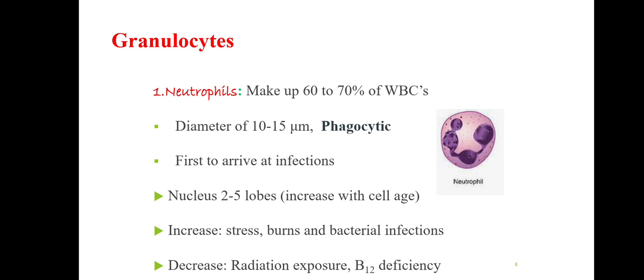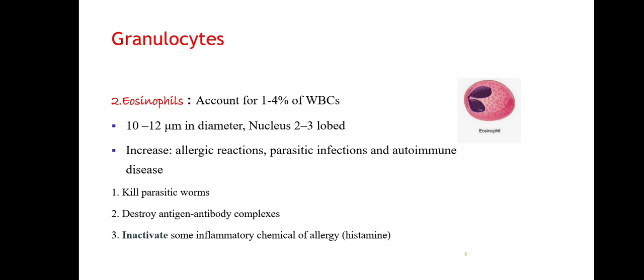When do the neutrophils come to the site of infection? When are they called upon, or what makes them readily available in the body? In case of stress, burns and bacterial infection, the neutrophils are always there. They decrease in case of radiation exposure and vitamin B12 deficiency. Then let's go to the eosinophils.